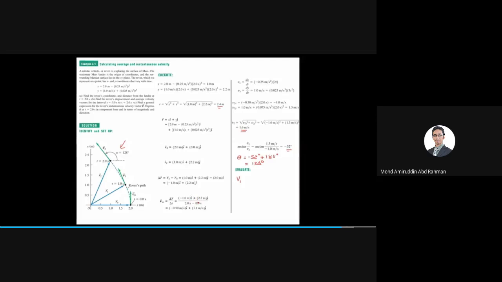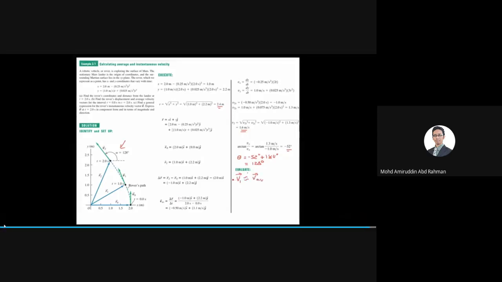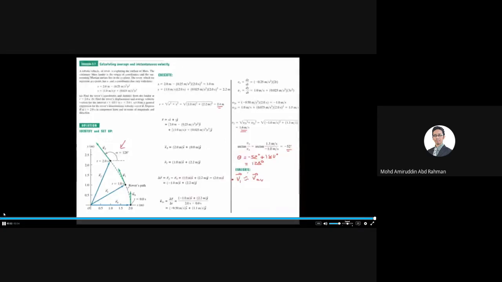This instantaneous velocity at 1 second will be much closer to the average velocity over the interval from 0 to 2 seconds than the instantaneous velocity at 2 seconds, because V1 is the middle of the interval. All right, and this ends example 3.1. Okay, so that's it.